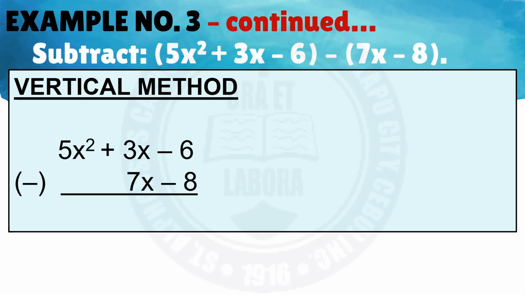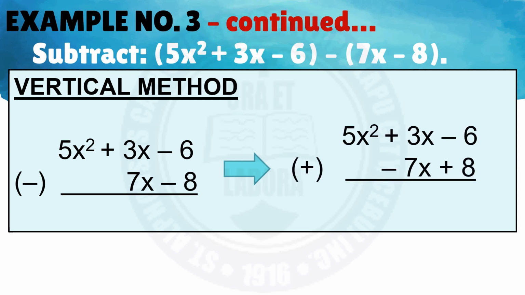So we have 5x squared plus 3x minus 6 minus 7x minus 8, and then change the operation into addition and change the sign of each term in the second polynomial, or subtrahend. So this will be the phase of our addition process now. Combine the terms which are said to be similar terms.